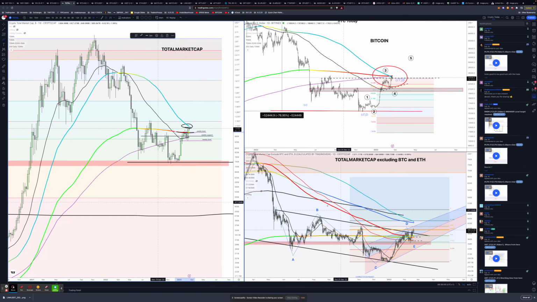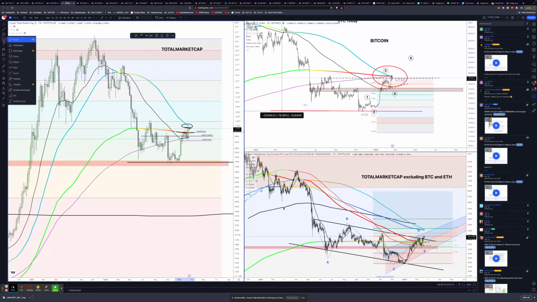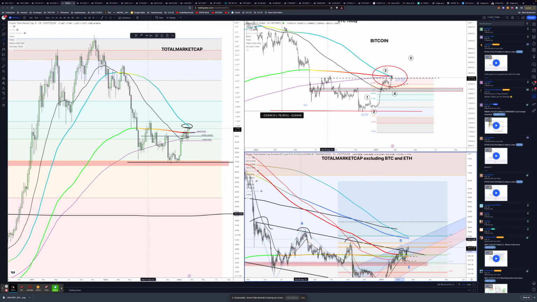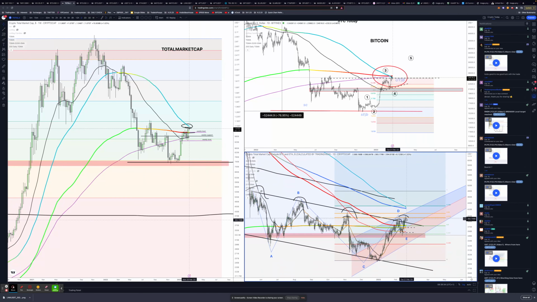Here we've got Bitcoin, and this one here is total market cap excluding Bitcoin and Ethereum. And we look like we are consolidating just above this trend line, but we have this 618 Fibonacci as resistance. So I think we'll consolidate underneath this pocket. I do believe that this pocket will be consolidation before we break to the upside, and this is where we're going to find major resistance.